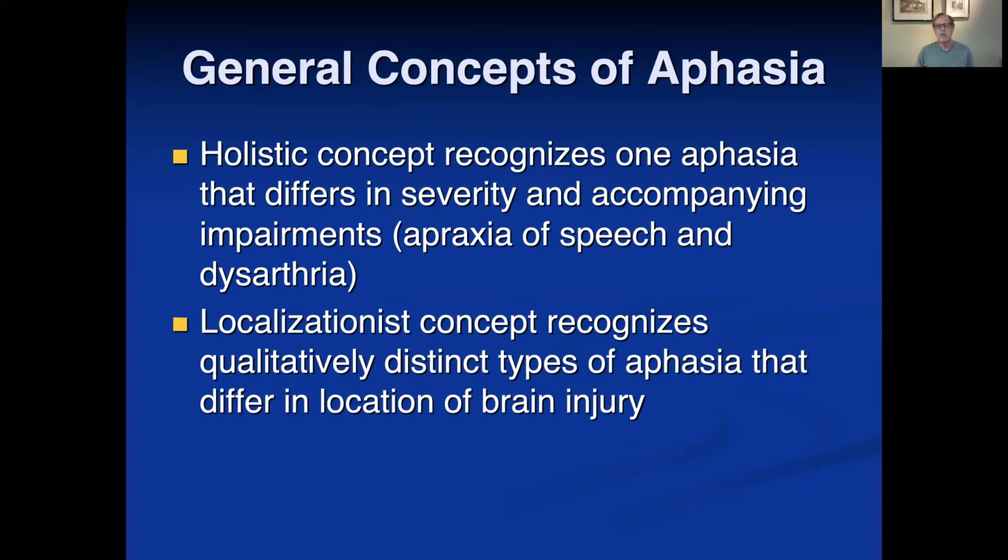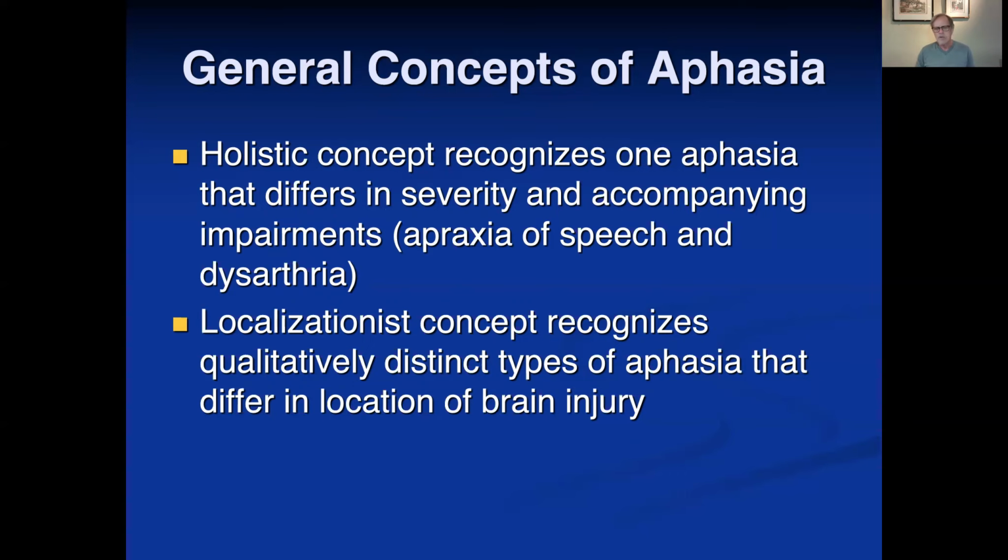And then over the years to follow, other people started identifying other categories of aphasia that appeared to be qualitatively different, and there are about 6 or 7 of them. We'll go through them. And so those individuals believe that they are qualitatively different types of aphasia and that they are associated with different areas of brain injury, whereas the holistic view is that there's a single type of aphasia and it varies in severity.